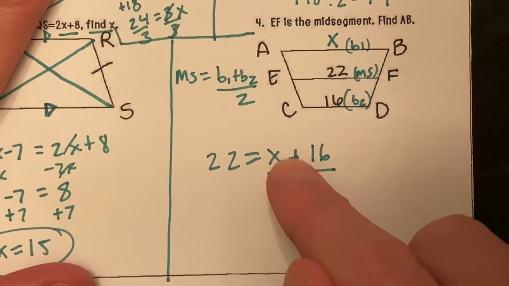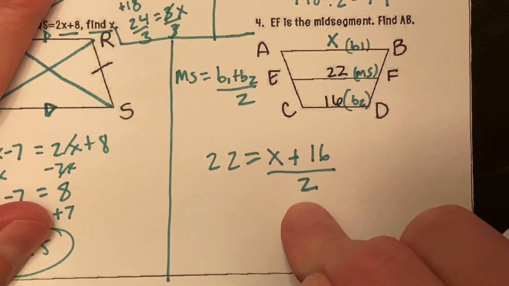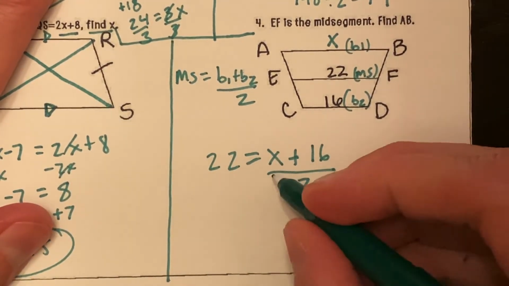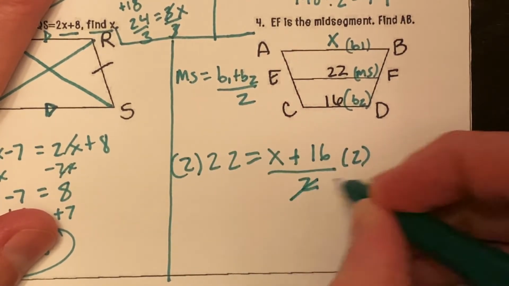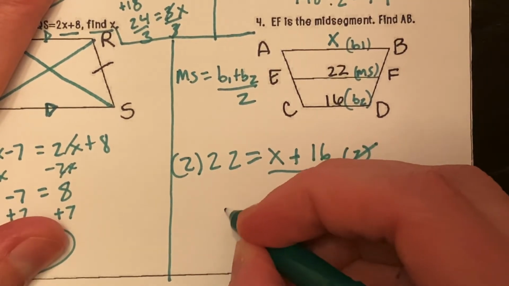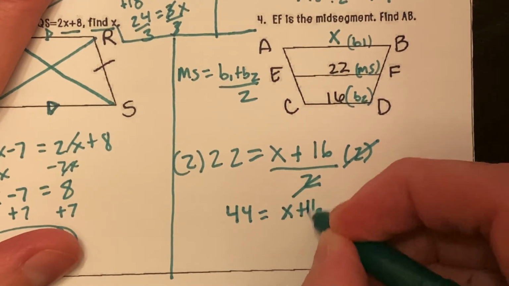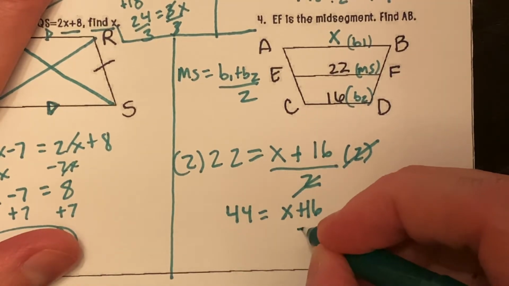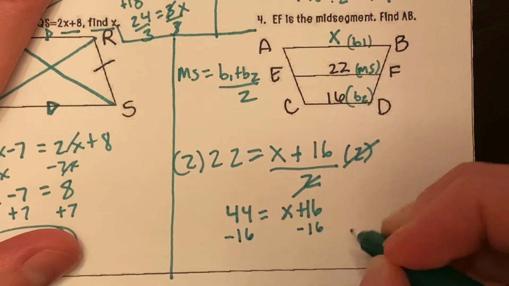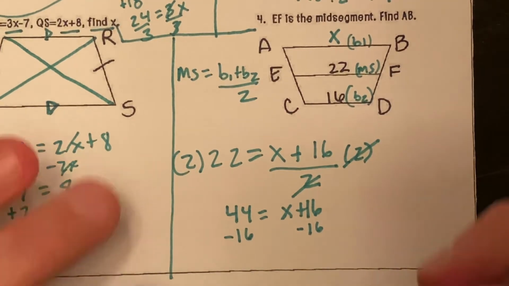Can we move this 16 first? No, because it's going to run into this divided by 2. So we have to get divided by 2 away first. So what's the opposite of divide by 2? Multiply by 2. Okay, so those cross out. 22 times 2 is 44 equals x plus 16. Okay. So from there, how do we get x by itself? We will have to move 16. So 44 minus 16 is 28.